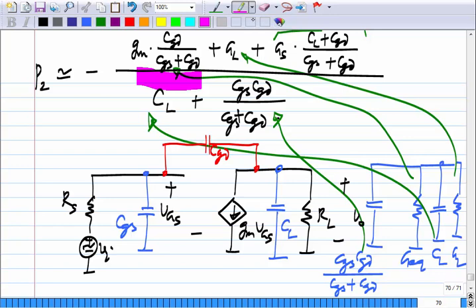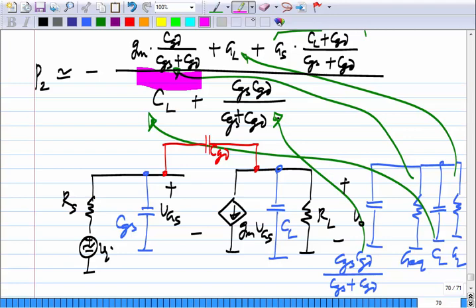So the result is that because of the CGD, the poles move apart, the input pole moves to lower frequencies and the output pole moves to higher frequencies. And as we see later, this is an asset while stabilizing negative feedback systems. Okay.